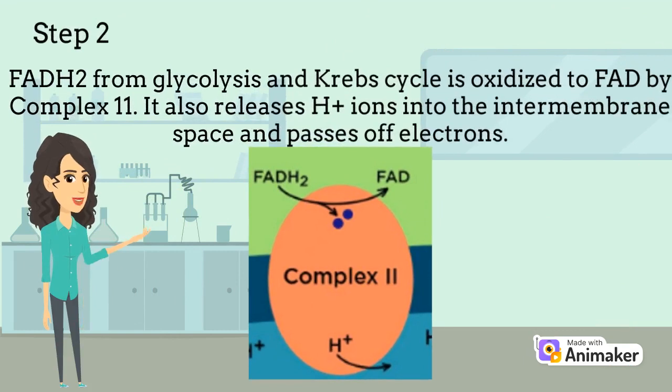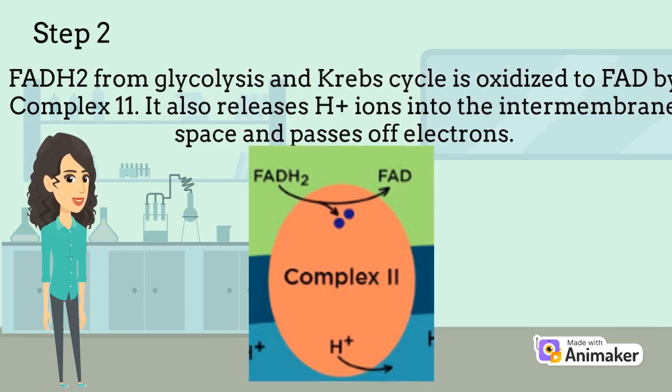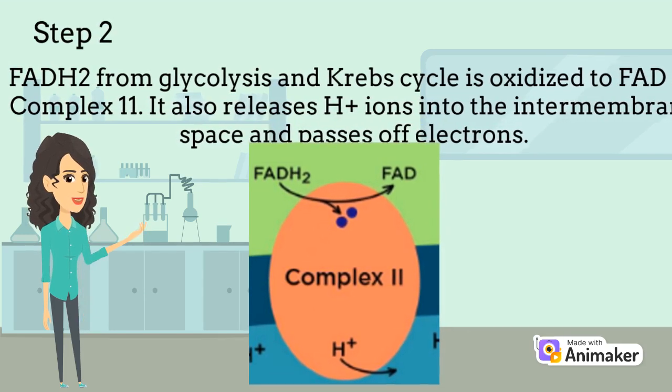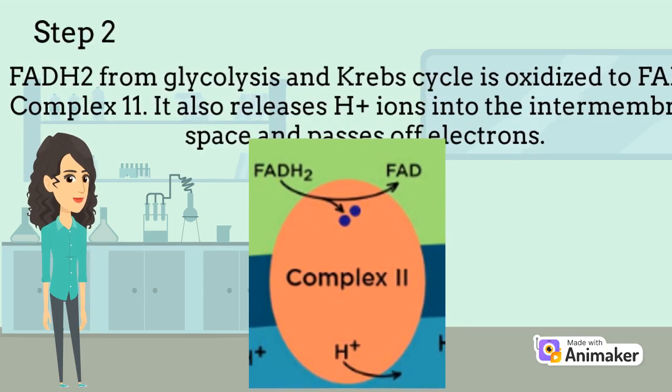Flavin adenine dinucleotide (FADH2) from glycolysis and the Krebs cycle is oxidized to FAD by complex 2. It also releases hydrogen ions (H+) into the intermembrane space and passes off electrons.